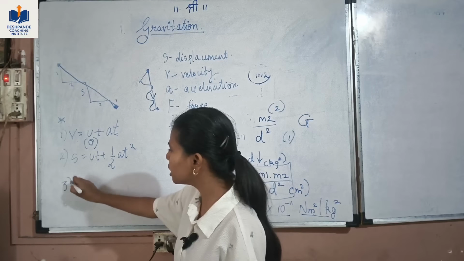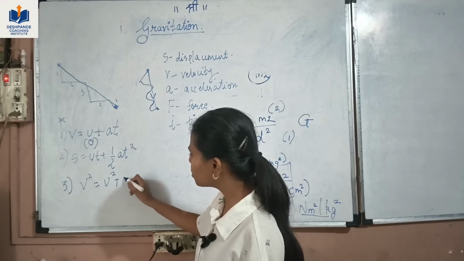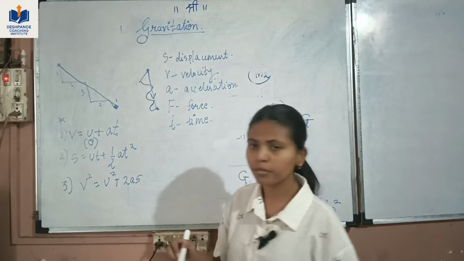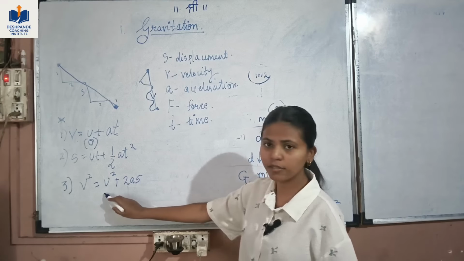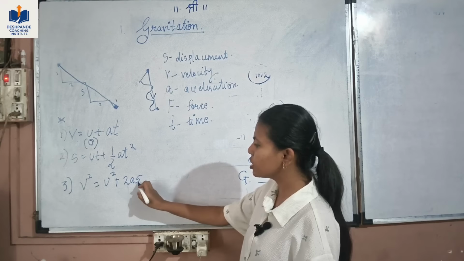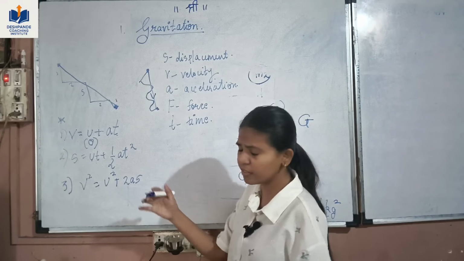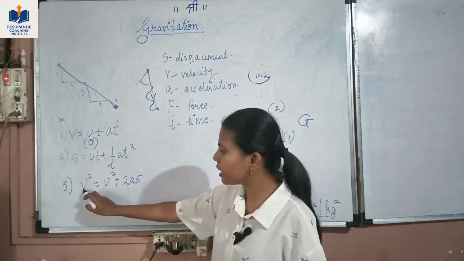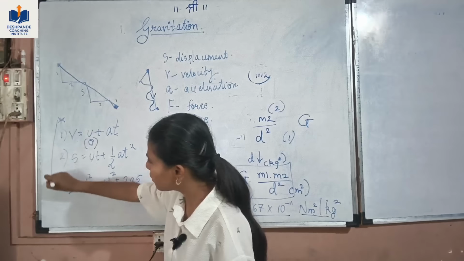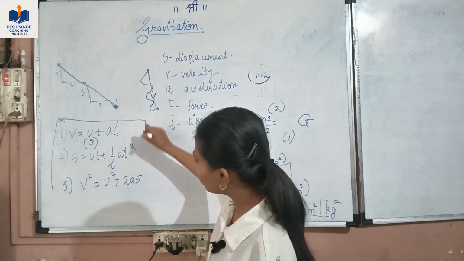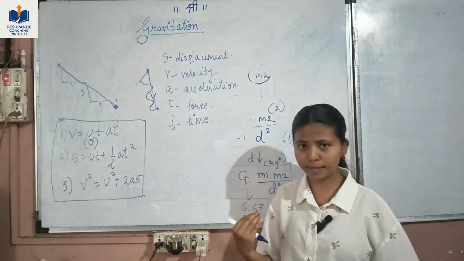So going for the third equation, it is v square is equal to u square plus 2as. Here v is the final velocity, u is the initial velocity, a is acceleration, and s is displacement. So whenever we have acceleration, displacement and initial velocity in the problem, we can easily find the final velocity using this formula. So we have to keep these equations in our mind. These are the basic fundamental equations which we will use in solving the further numericals.